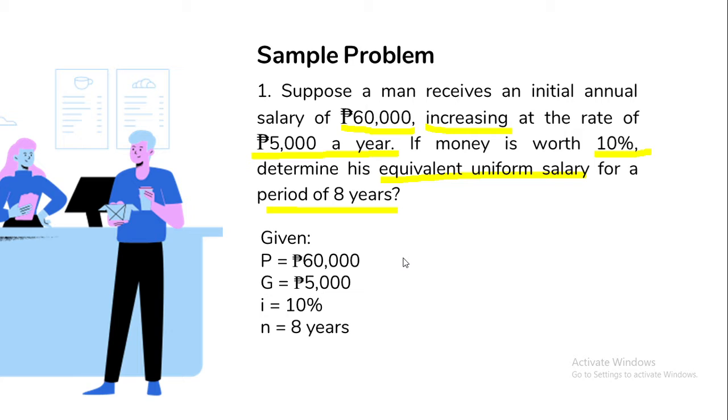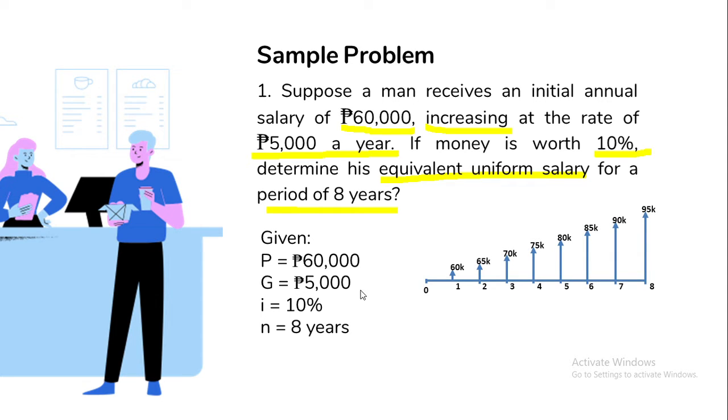So the given: in the first year, he has a salary of 60,000 pesos, and it was increased 5,000 a year as stated, so that will be our gradient amount. Then the interest is 10% and the number of periods is 8 years. So this is what our cash flow diagram looks like.